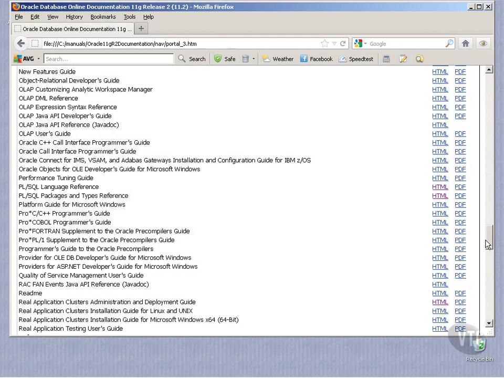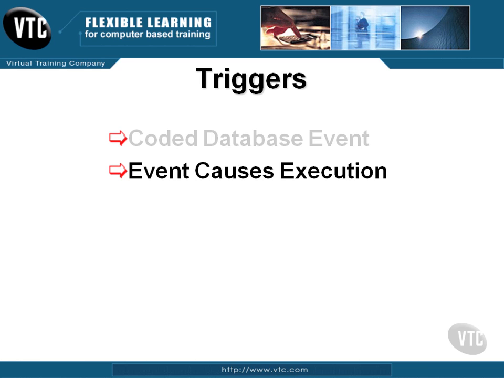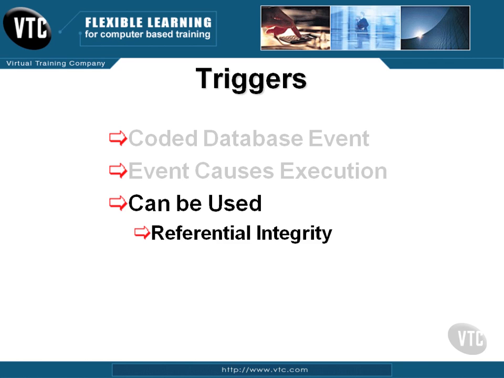So now let's take as brief a look as we can at triggers. A trigger is a coded database event. What do I mean by that? I mean it's a chunk of code that will be executed when an event occurs in the database. You have to specify the event, but that event will cause the execution to occur. The trigger will be executed when X happens.